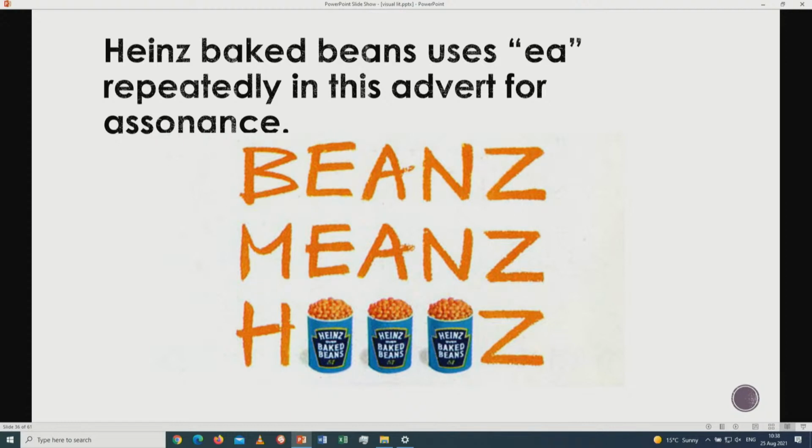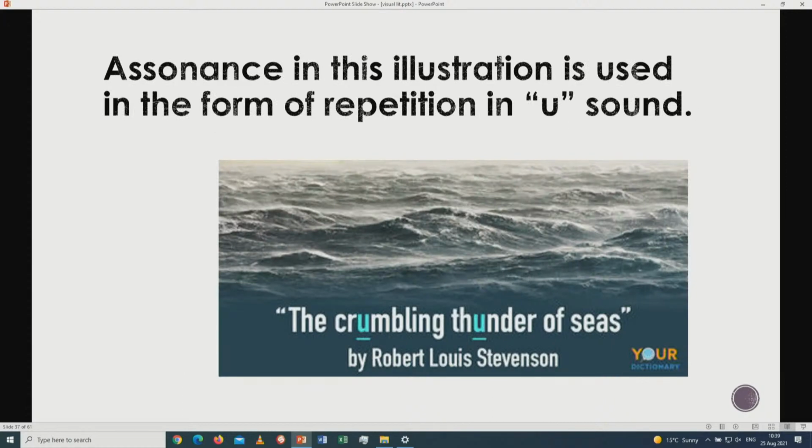Hence, the baked beans advert uses "ea" repeatedly for assonance. When we look at the picture, we've got beans, means, heinz. So those we call the repetition of vowels, and this figure of speech we call assonance. Assonance in this illustration is used in the form of repetition in U. When you look at the picture, the U's are highlighted. The crumbling thunder of seas. So this is a figure of speech called assonance, used when someone is advertising.